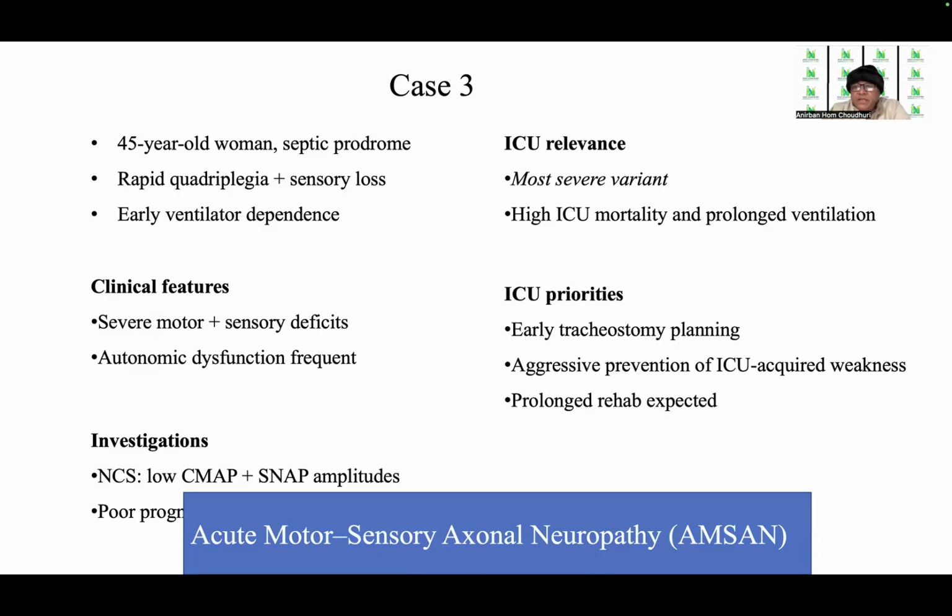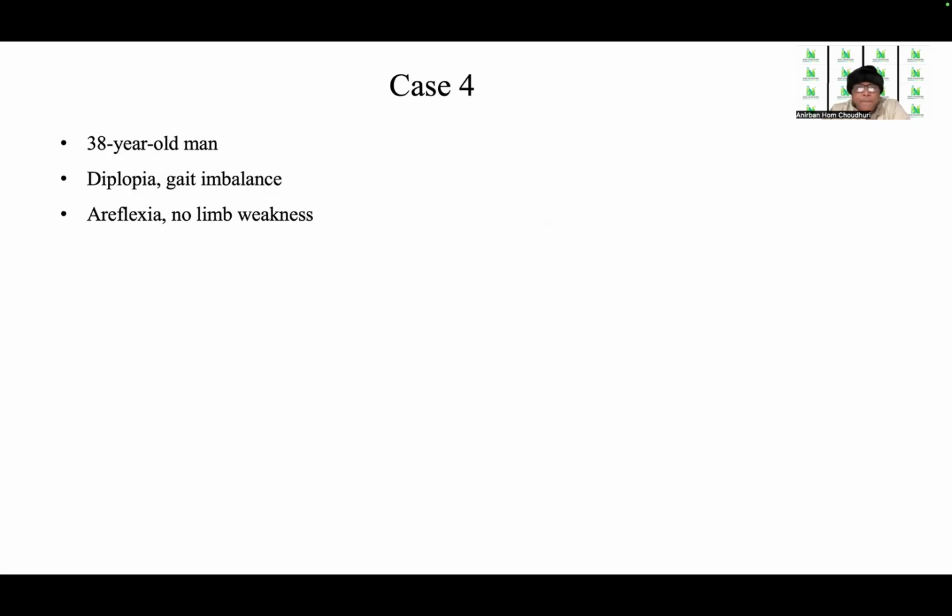So in the ICU, priorities would be early tracheostomy planning in these patients because they would obviously require a very long period of mechanical ventilation, and aggressive prevention of ICU-acquired weakness, because this can superimpose upon the motor paralysis and further prolong the recovery, and prolonged rehab is expected. So patients should be counseled and physiotherapy should be continued aggressively in these patients.